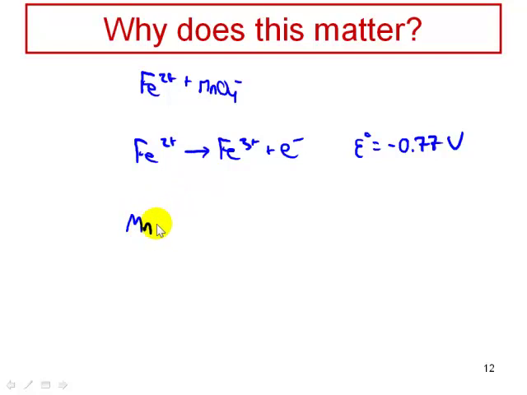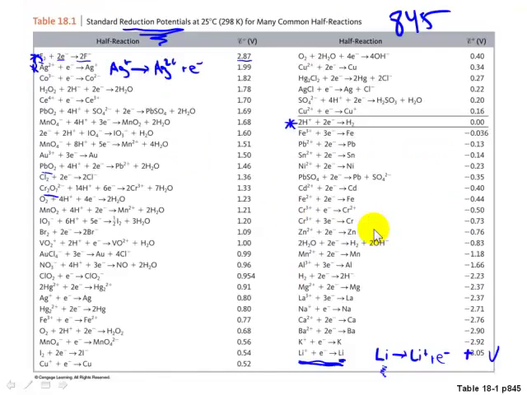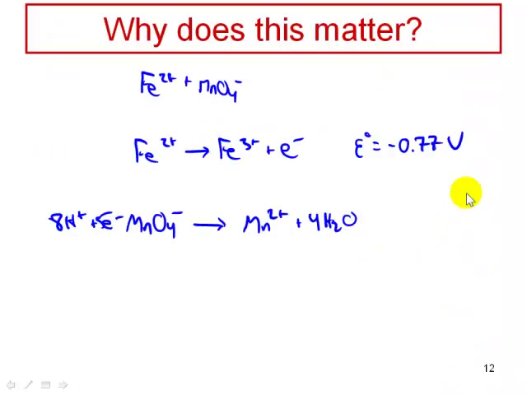Well, if I look at the other one, which was the reduction half reaction, permanganate gets reduced to manganese 2 plus, plus 4H2O, and then on this side we're going to have 8H plus and 5 electrons. If I flip back to the table we looked at a second ago, that one is right here. You can see that half reaction has a potential of 1.51 volts.